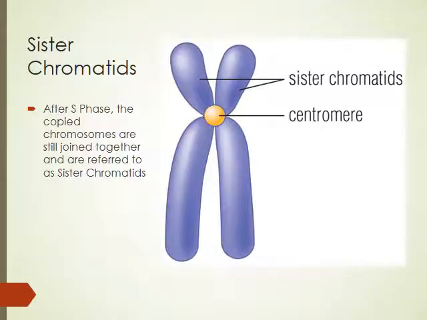After that chromosome is copied, it forms 2 sister chromatids joined together at a centromere. Lots of terminology. So here we have 1 chromosome made of 2 sister chromatids joined at a centromere.